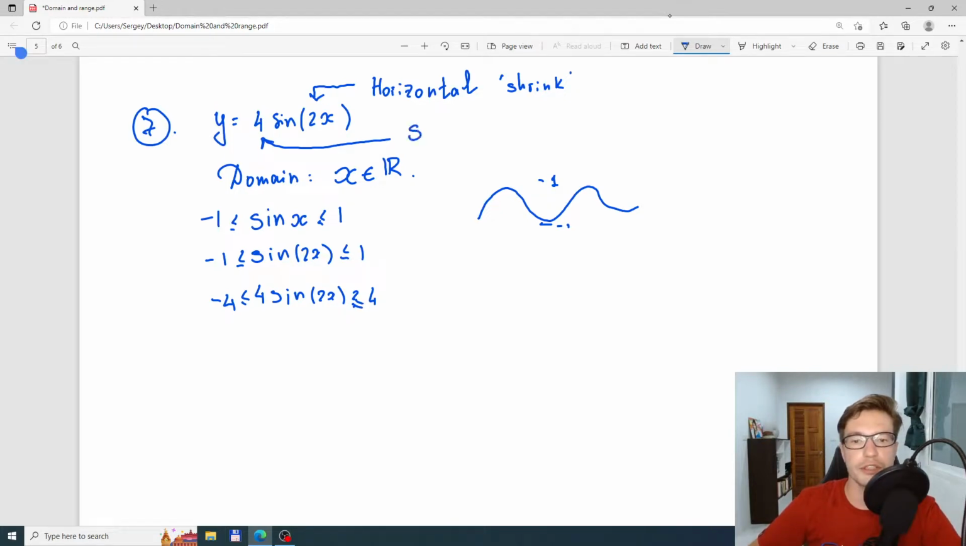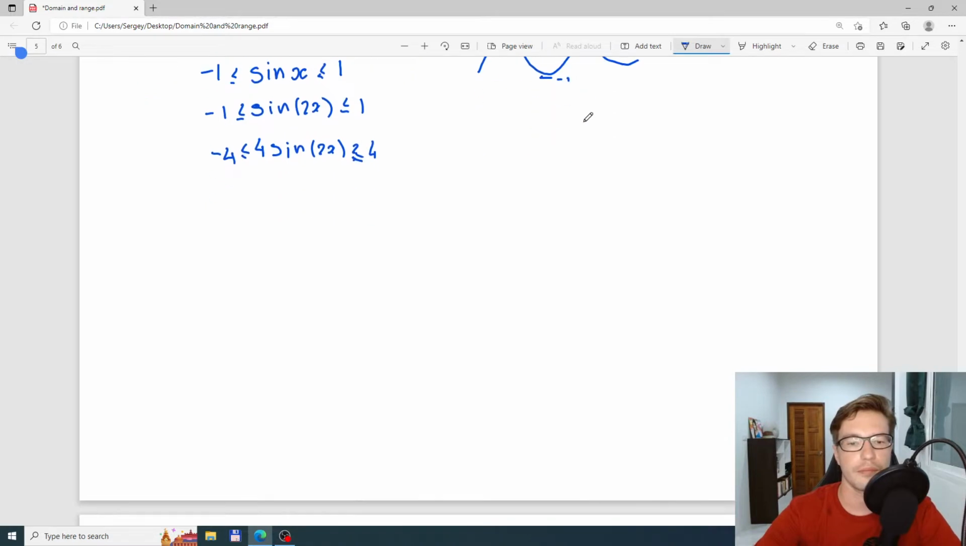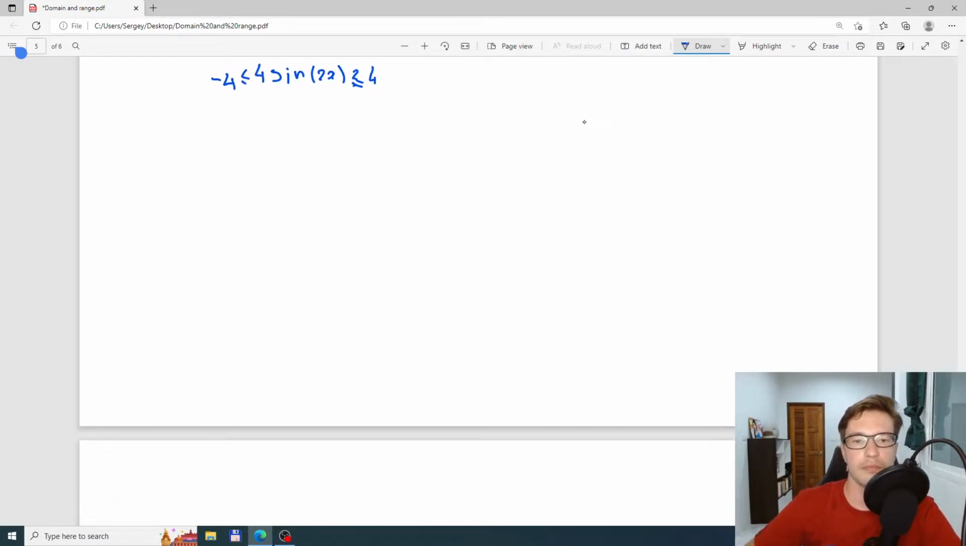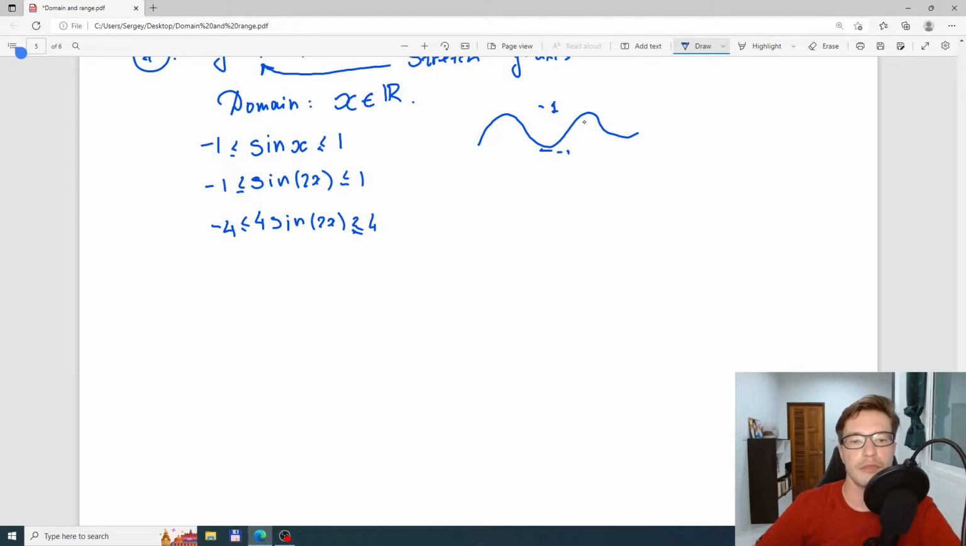So it's going to be stretched on the y-axis. Now, technically, we're ready to state the range from -4 to 4, but still, let's stay consistent and draw the graph of 4 sine 2x. Let's put all the key points, pi over 2, pi, minus pi over 2, and minus pi.